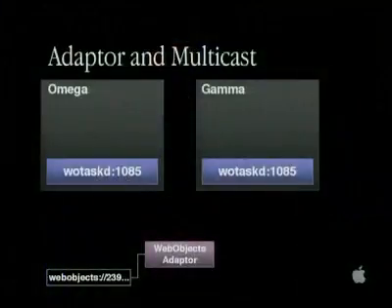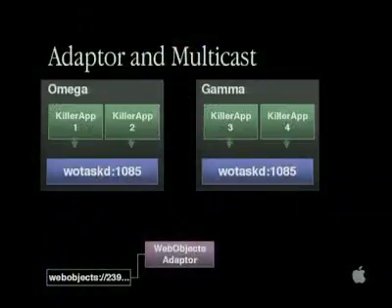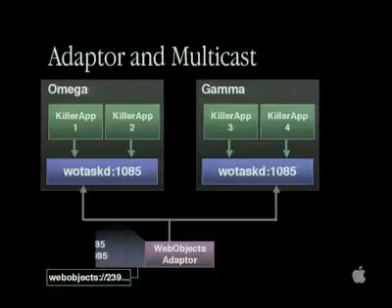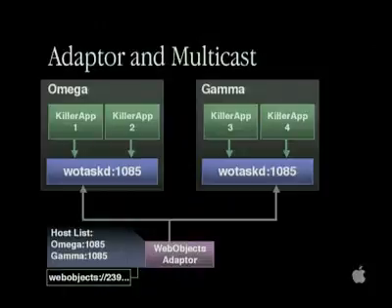Let's look at how this works. So the adapter is configured to do multicast. Your application instances start up and register with WOTASTI on their machines. WebObjects adapter sends out a multicast query. It's one query out on the wire, and WOTASTI has been configured on host Omega and Gamma to respond to multicast. You have to explicitly do this as it's turned off by default. I believe it's an option called WO responds to multicast. No? I don't remember. Anyway, it's in the documentation.